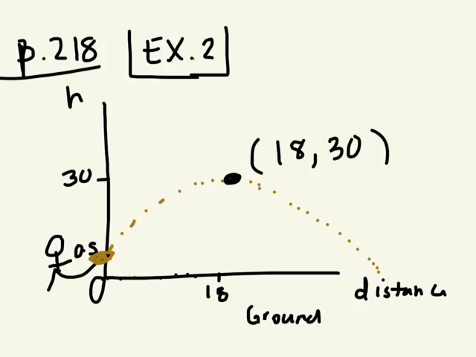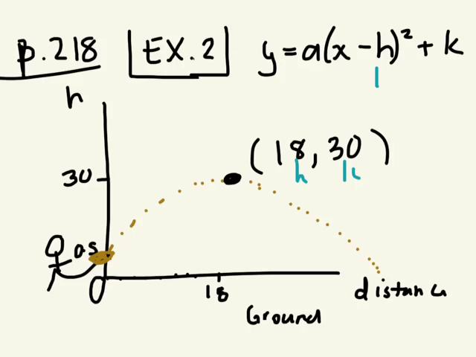18, 30. What does that represent in the equation in vertex form? Okay, so we know H and we know K, right? The question is asking you to find an equation to model this. Well, in the equation we know y equals something. Do we know A? Do we know how fat or skinny this is? No, we don't. We know it's going to be y equals something, x minus 18 squared plus 30.